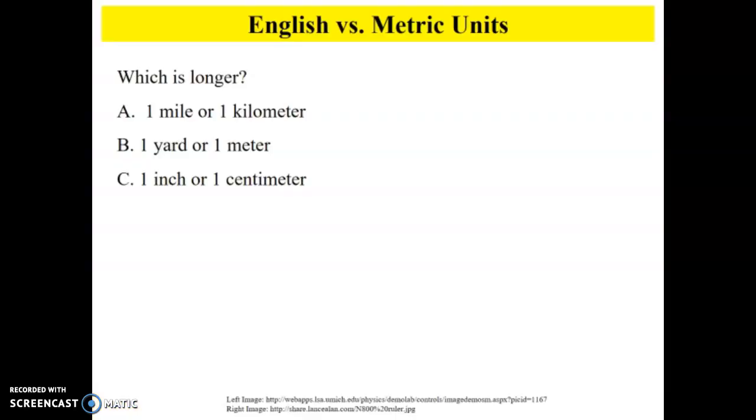So before we get into this, I just want to see what you guys know. So in your head, for each one of these, I want you to think about which one is bigger or longer. So on your paper, on the very top, it has all these choices. So I want you to go ahead and circle the ones that you think are longer. I'm going to give you a couple seconds to go through on your paper, circle the ones you think are longer.